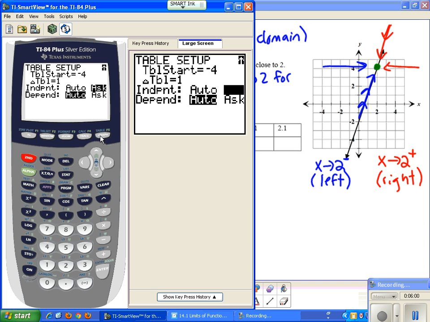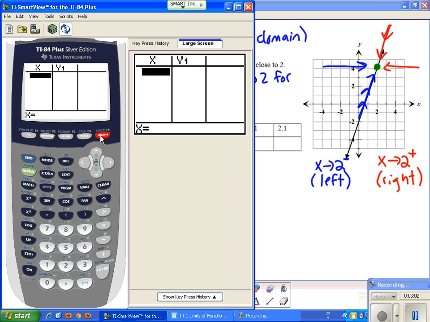So when I do that and go to my table, second graph, and I plug in these values, if I plug in 1.9 and something even closer, 1.99, these are values approaching 2 from the left side, I can see that I'm coming closer and closer and closer to the value of 4.